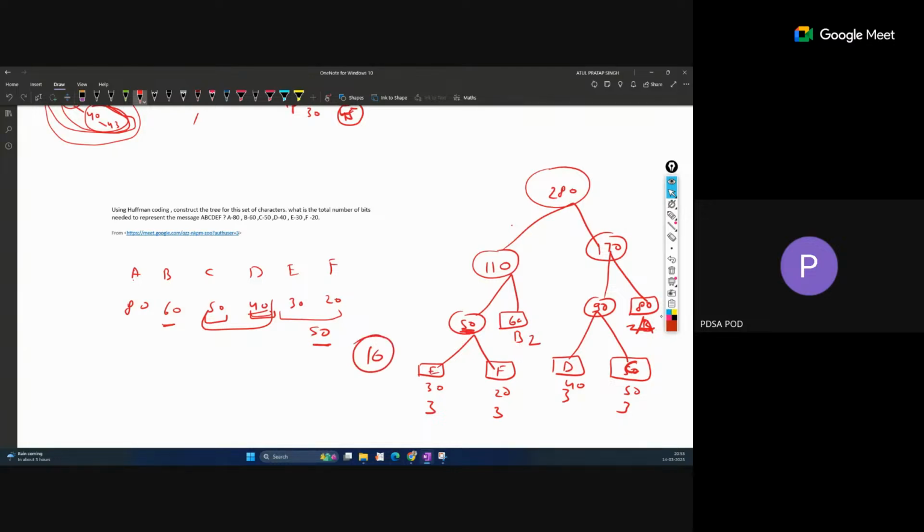But another answer is possible if, after this 30 and 20, you select this 40 with 50. In that case, you will get one more, that is 17. So that is also a correct answer. I remember this question. We gave the marks for both 16 and 17.